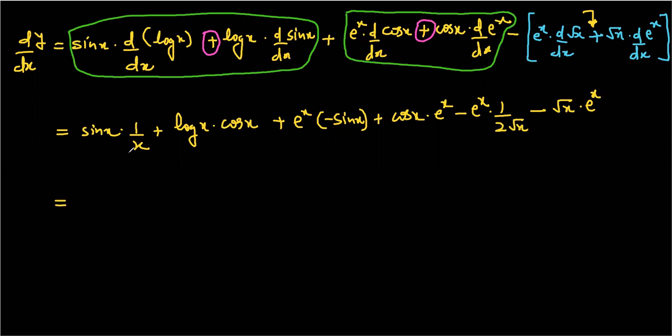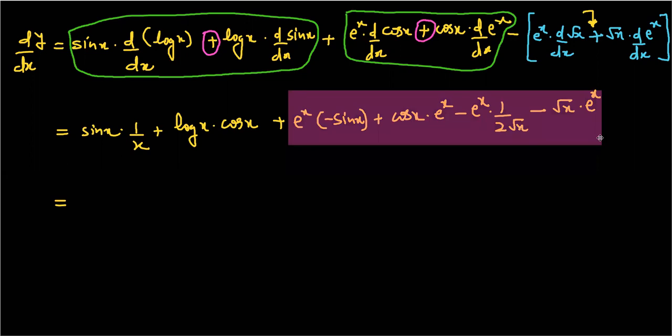So as such, there is nothing big that you can do except taking a negative sign, and taking e raised to x common from these four terms. You can check here, each one of them has an e raised to x. Nothing more can be done.